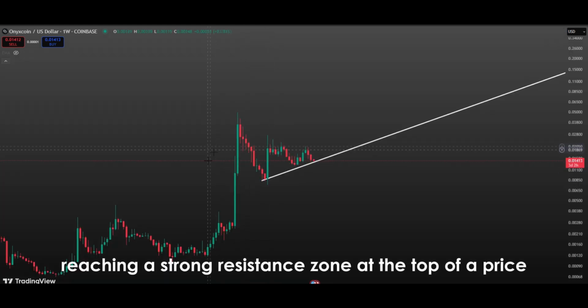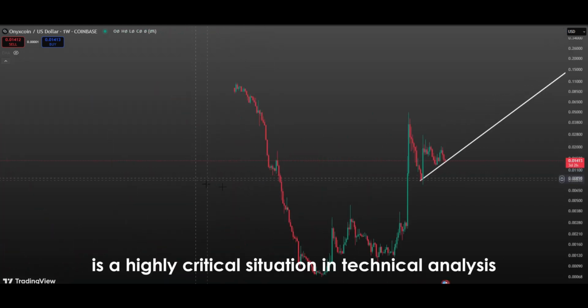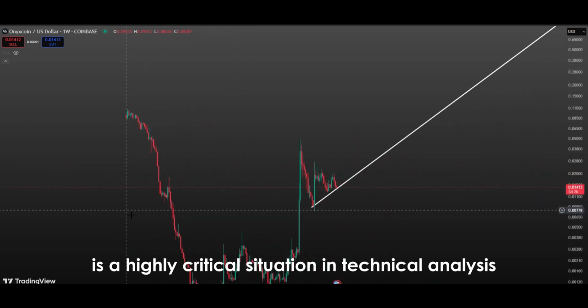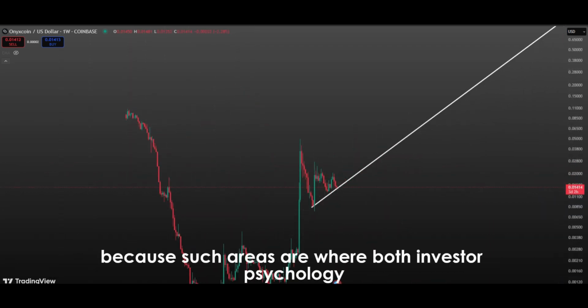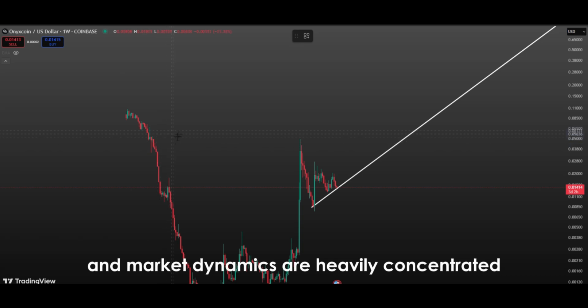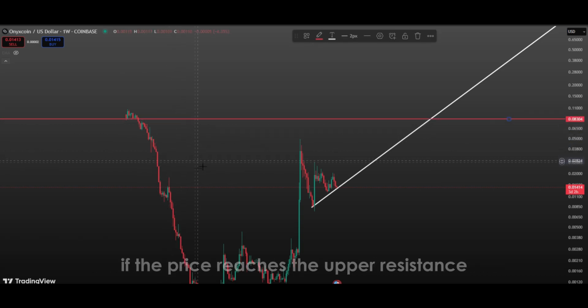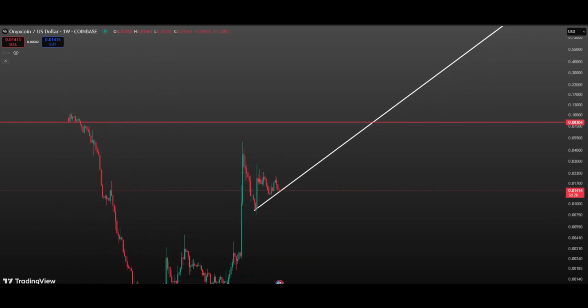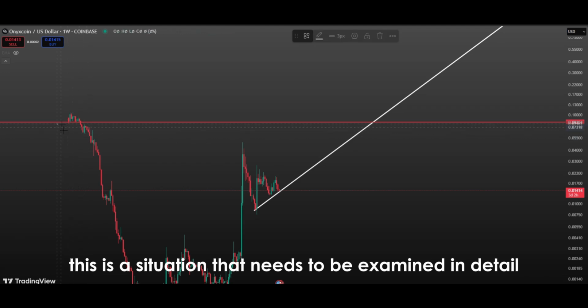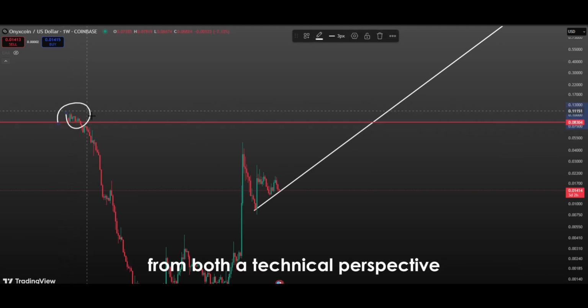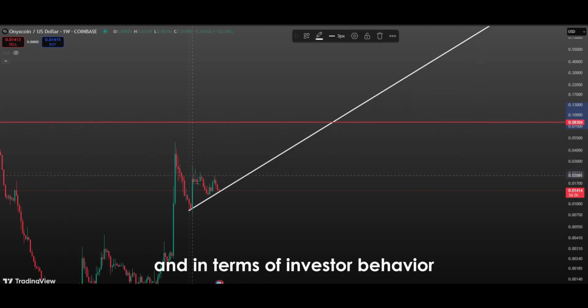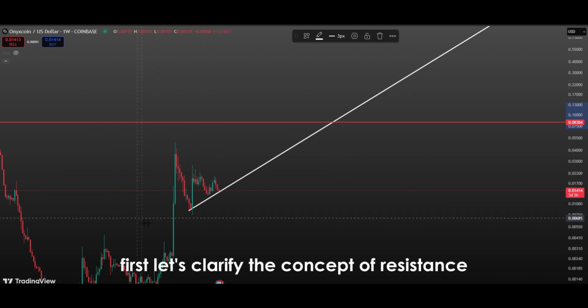Reaching a strong resistance zone at the top of a price chart is a highly critical situation in technical analysis because such areas are where both investor psychology and market dynamics are heavily concentrated. In the scenario you mentioned, if the price reaches the upper resistance, a 500% increase is expected. This is a situation that needs to be examined in detail from both the technical perspective and in terms of investor behavior. First, let's clarify the concept of resistance.